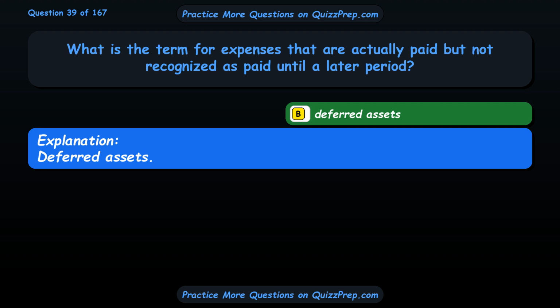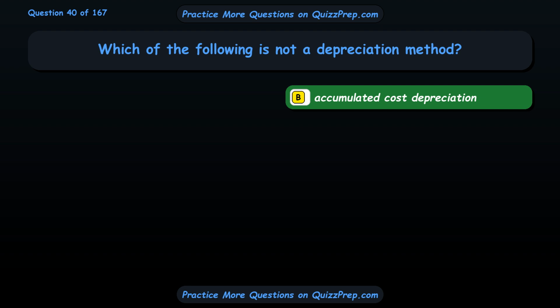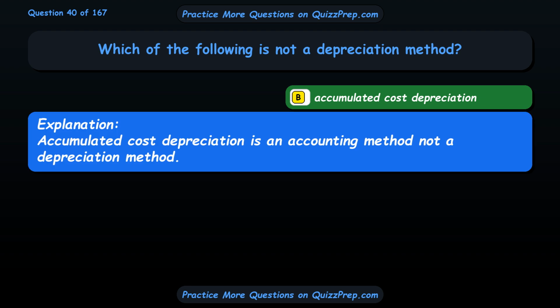Deferred assets. Question 40. Which of the following is not a depreciation method? Option A, declining balance depreciation. Option B, accumulated cost depreciation. Option C, sum of the year's digits depreciation. Option D, straight line depreciation. The correct answer is option B, accumulated cost depreciation. Accumulated cost depreciation is an accounting method, not a depreciation method.